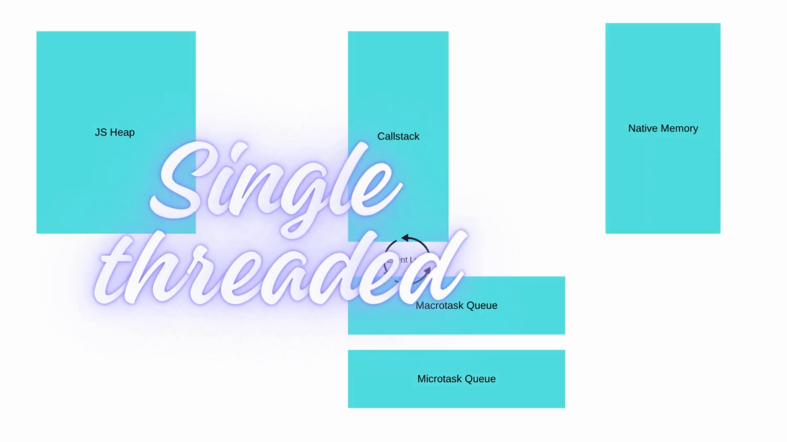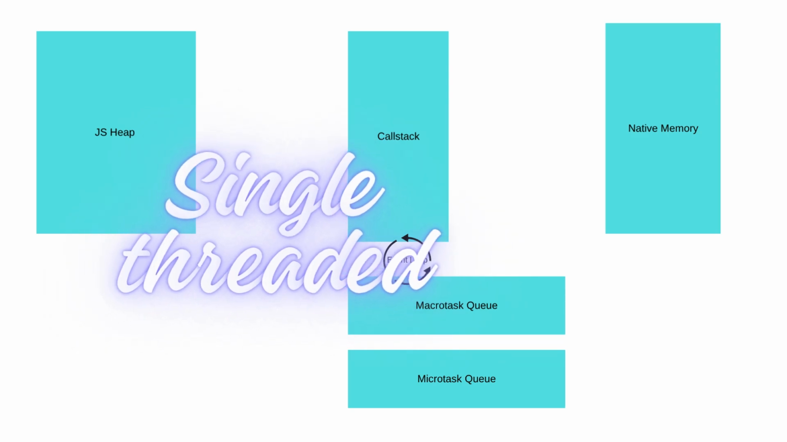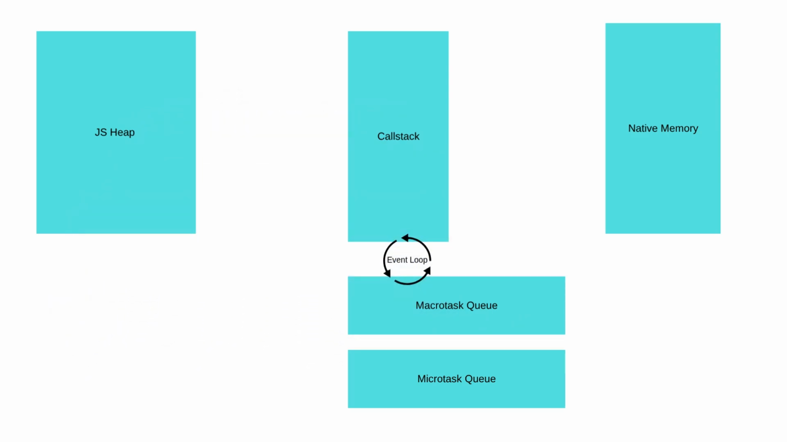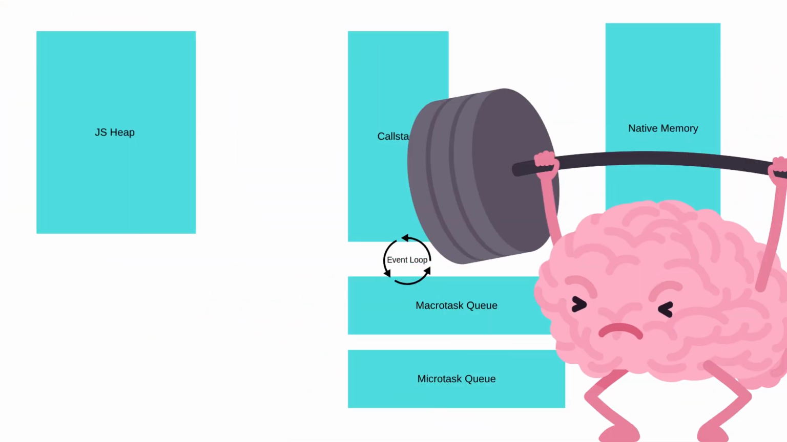JavaScript is a single-threaded programming language. That means it can run only one piece of code at a time in a single sequence. But even with just one thread, it's powerful, thanks to the event loop.